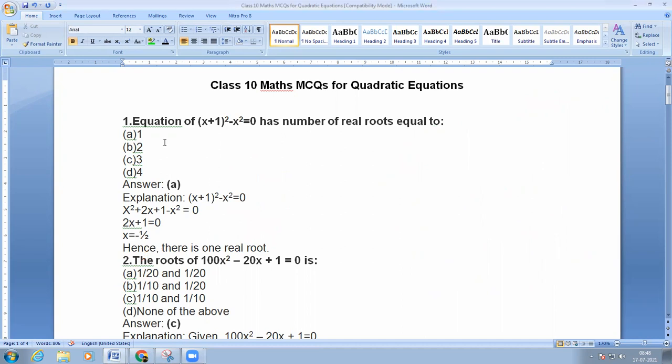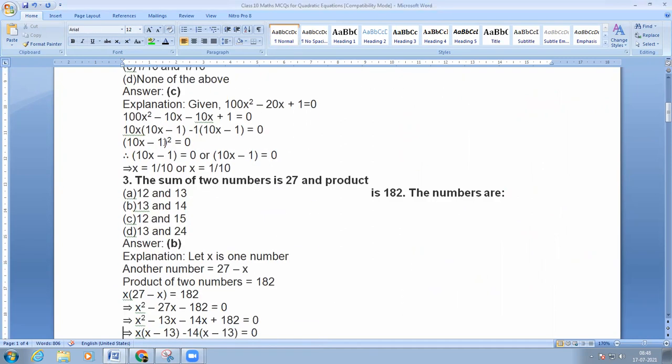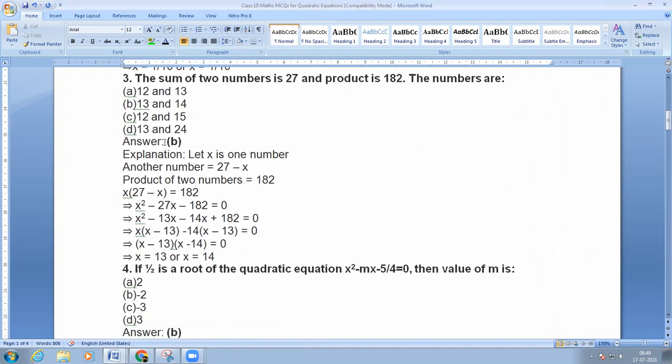Now we are moving to question number 3. It has been given that the sum of two numbers is 27 and their product is 182. We have to find the numbers. So let us take the two numbers to be x and y. But we have to deal in a single variable, so you have to take only one variable. So x plus y is equal to 27 and x into y is equal to 182.